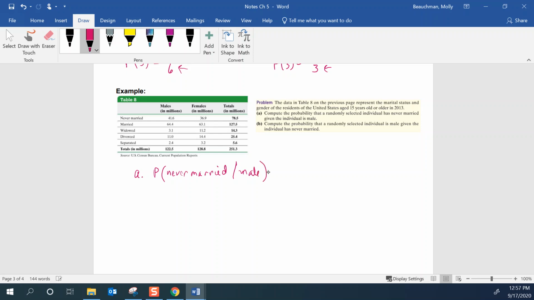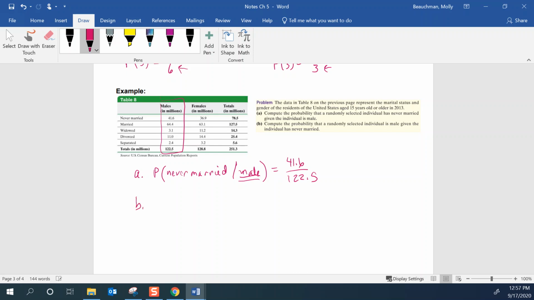So before we used the entire 251.3 as our total. Now we're given male, so it's limiting our sample space. So look at what the given is first. If we're given male, then the only thing that we can look at is the column that contains male. So we're still going to find the probability of never married, but we're limited to only the column that says male. So how many males were never married? So never married males, there were 41.6, divided by the total number of males, which is 122.5.